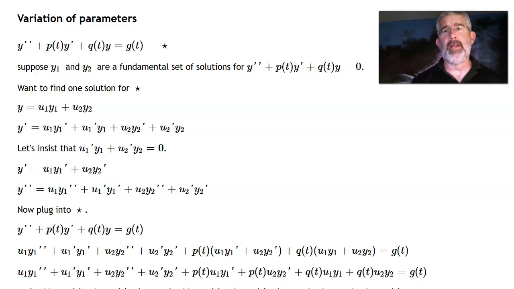I'll say right now that I really have a hard time remembering the names variation of parameters and undetermined coefficients. I always get them mixed up. But anyway, this is variation of parameters.